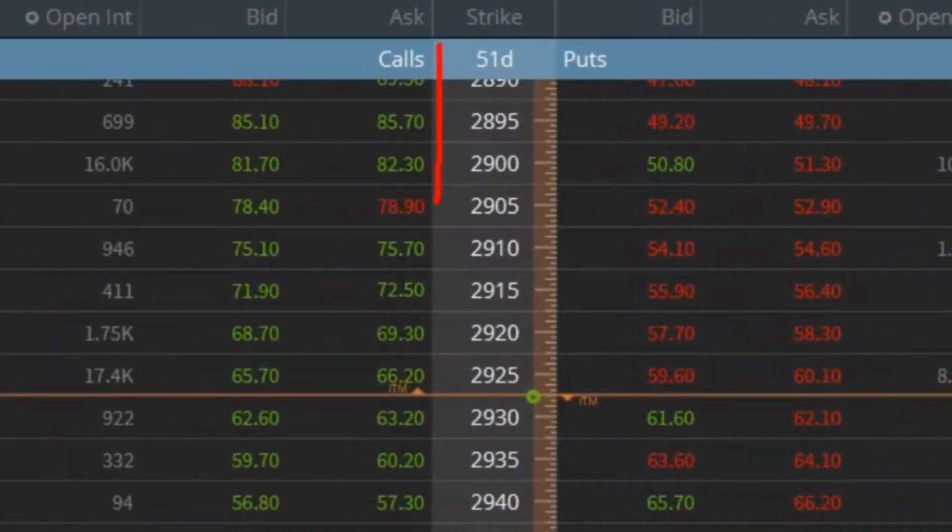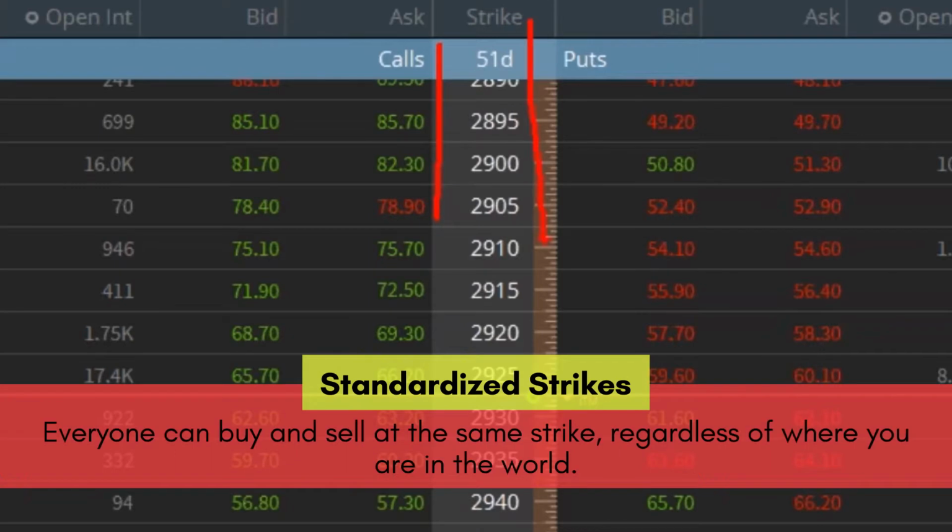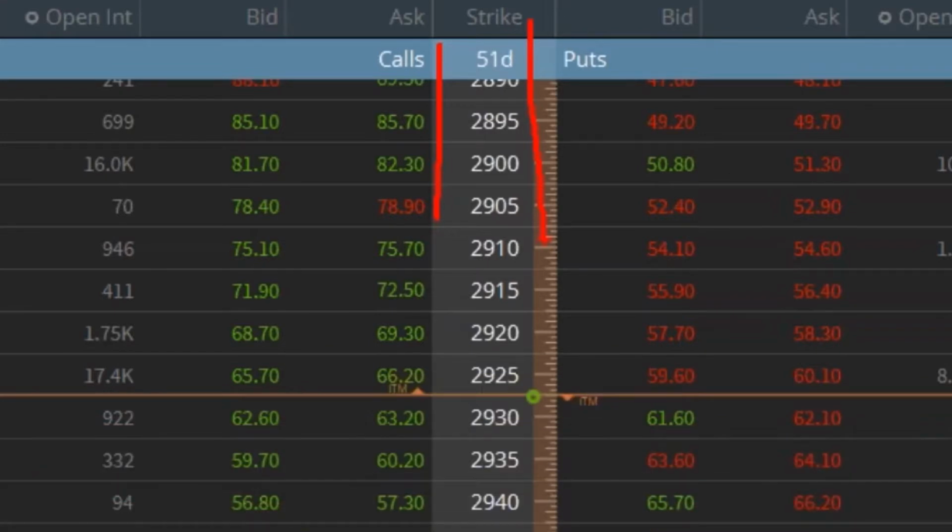So let's jump back in and let's talk about the strikes a little bit more. The strikes here are called standardized strikes, and standardized strikes just means that you can buy and sell at the strike prices that you see, and that everyone can see those strike prices regardless of where they're at in the world. They can see those strike prices and buy and sell off those strike prices. So that's what it means by being standardized.